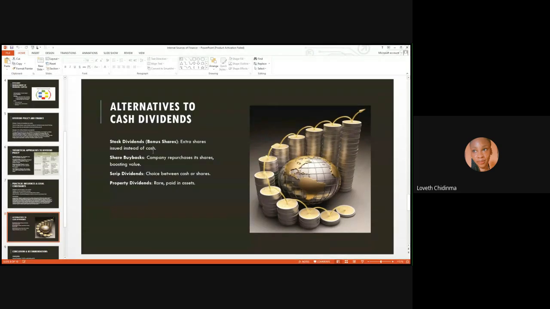We have stock dividends, that is bonus shares, extra shares issued instead of cash. So instead of giving them cash, you can issue shares so that they can own more shares in the business instead of giving cash. You can also do a share buyback, where the company repurchases its shares, boosting value, and scrip dividend, a choice between cash or shares. Property dividends are rare but paid in assets.